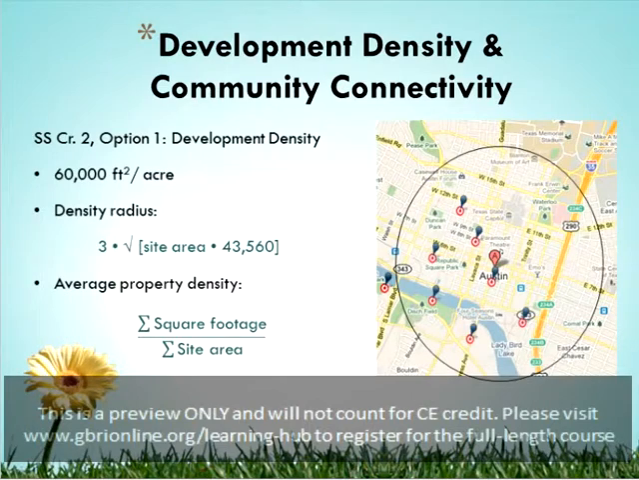Look at all of the sites and structures within this radius. If the sum of the built area, including the proposed project, over the sum of the site area is greater than or equal to 60,000 square feet per acre, the project will earn this credit. This is worth 4 points for school projects, 5 for new construction in core and shell, and 6 for commercial interior projects.